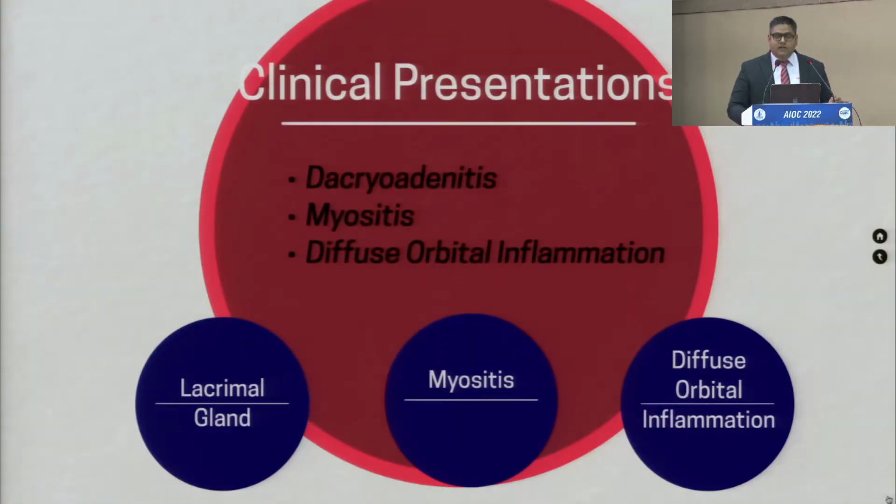So, clinical presentation, we grossly divided into three silos. One is dacryoadenitis, which is involving the lacrimal gland, myositis, which involves the extraocular muscles, and then very often, as we said, spillover is seen, which includes every structure of the orbit, which is diffuse orbital inflammation.